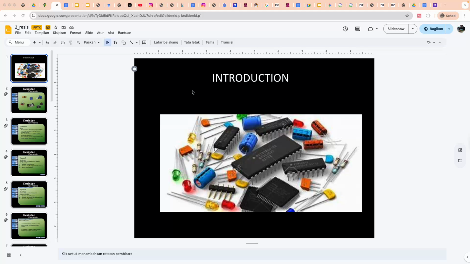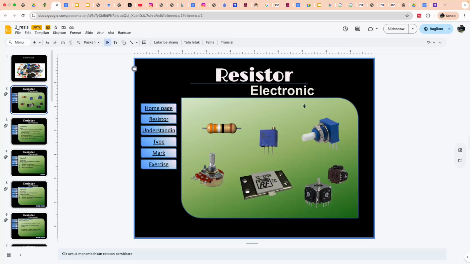At this moment I want to make an introduction about resistors. This is a resistor. We will talk about understanding resistors, their types, then the marking, and an exercise.